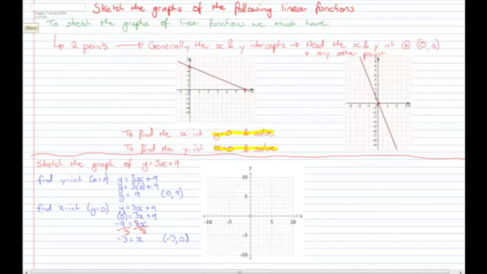What we then do is use the point 0, 9, so you go across 0 on the x-axis and all the way up to 9, and we use the point negative 3, 0, so you go across to negative 3 and 0. You've now got your 2 points, and you can imagine the line that's going to form because of that. So now you're just going to draw a straight line between the two, put arrows at the end, and of course label the x and y intercepts using Cartesian points. And there you have it.